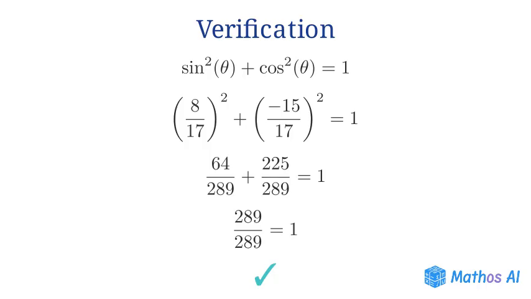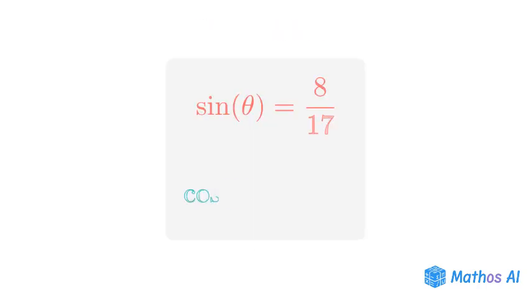It checks out. And there you have it. From a simple tangent ratio and a quadrant clue, we've successfully found both sine and cosine.